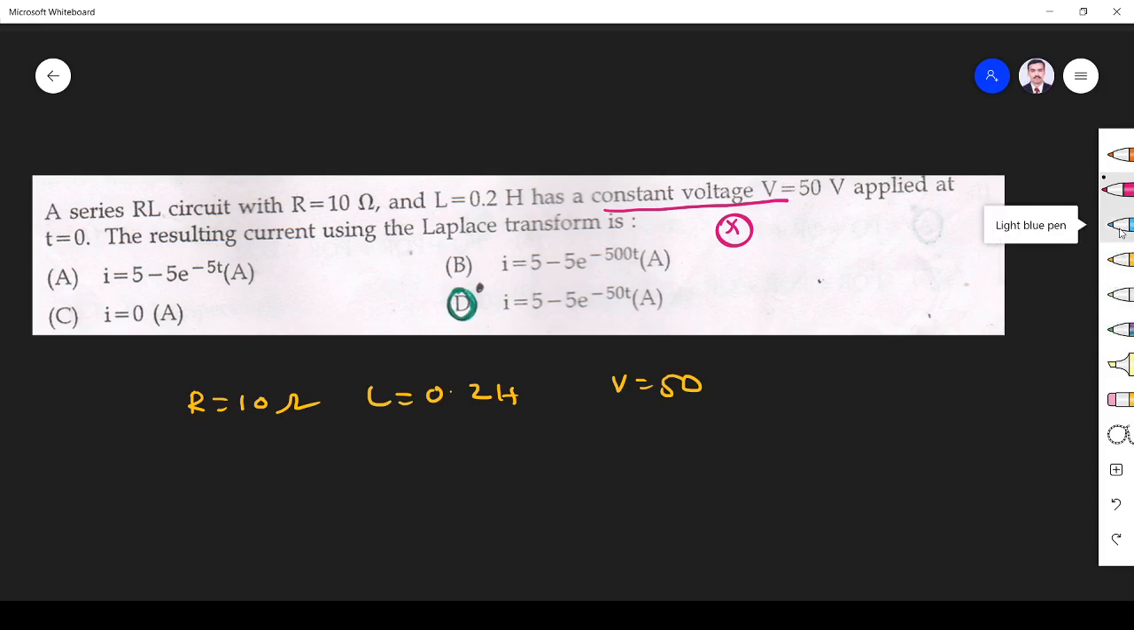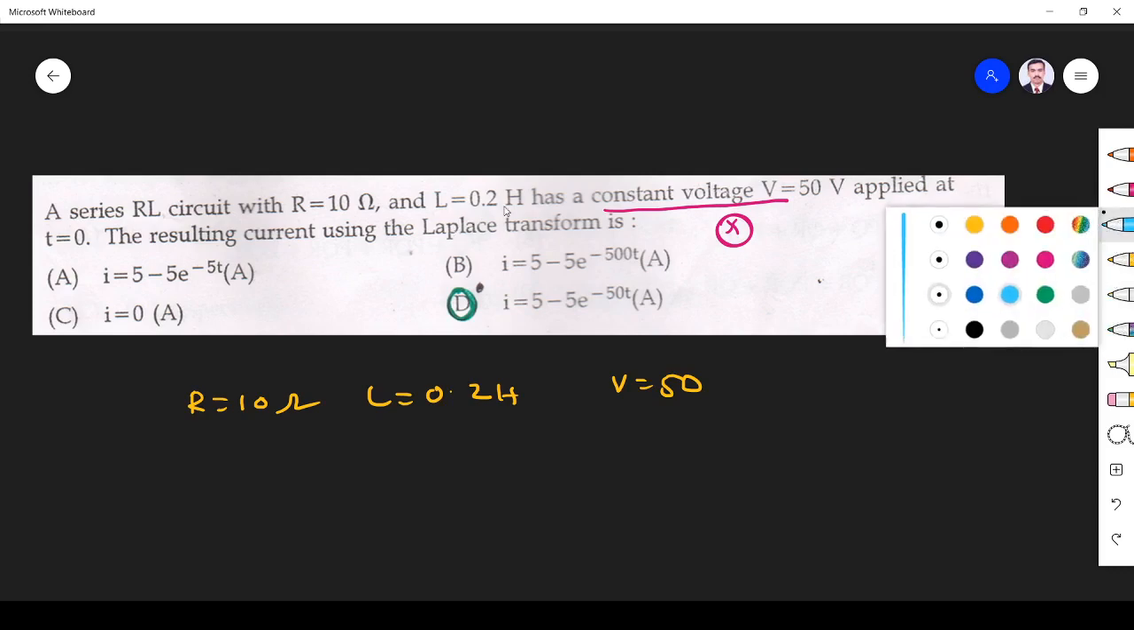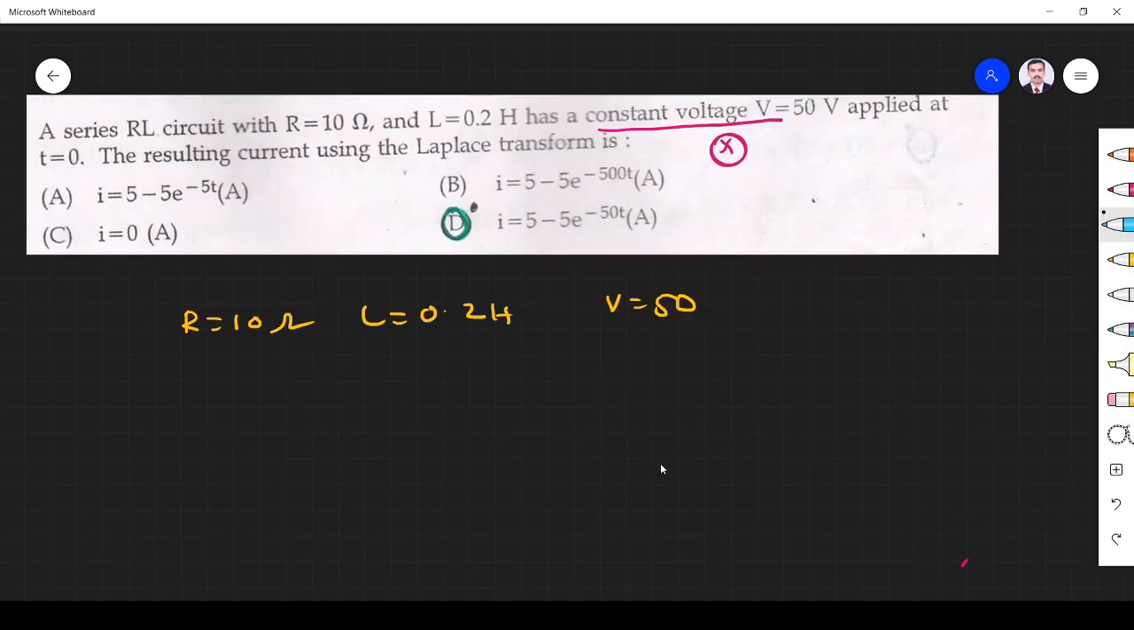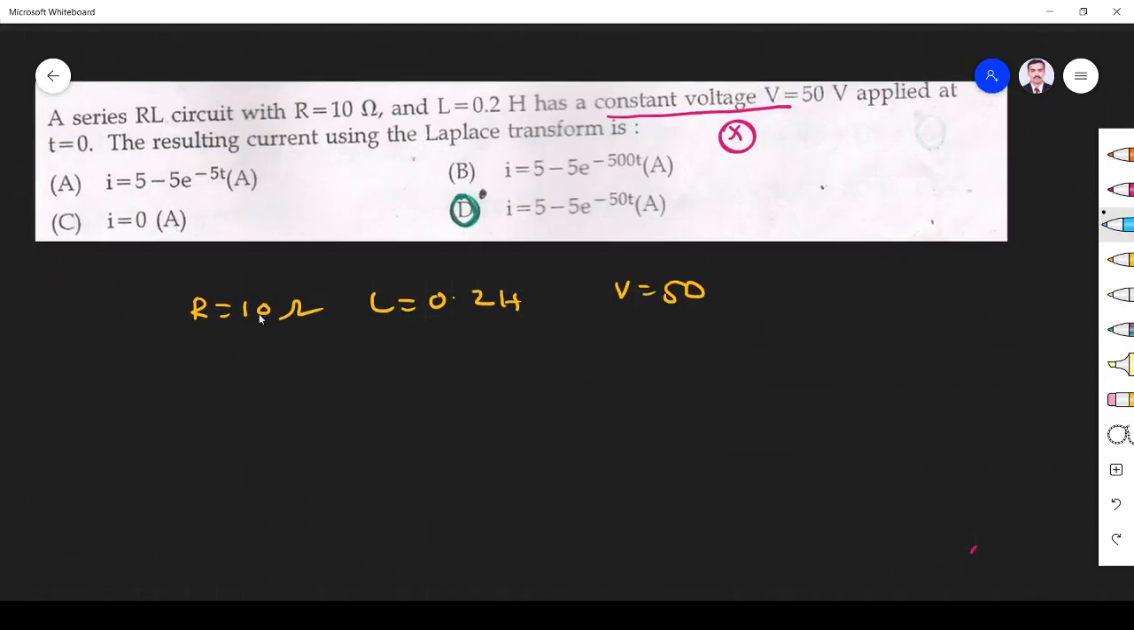They may say use the Laplace transform, but we don't need to, because it is an objective type question. We can use any method to find the answer because the result will be the same. So if you apply a constant voltage to the RL circuit, what is the I value? I is equal to V by R into 1 minus e power minus R by L into t.